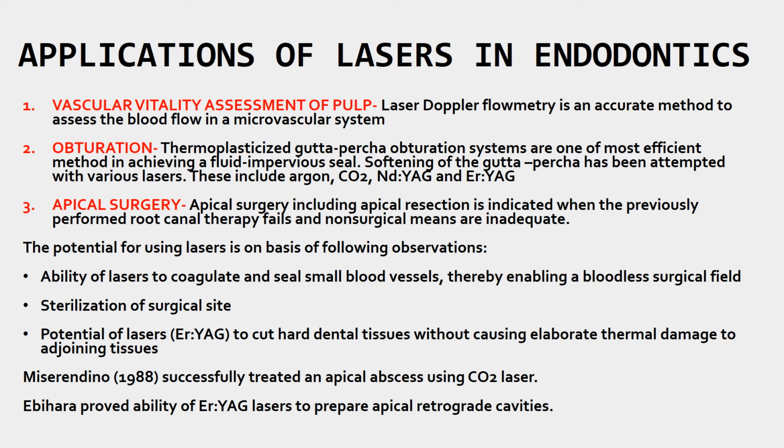So the next application is it is used in the obturation. Now there are various techniques for obturation. So the thermoplasticized gutta percha obturation system is one of the most efficient methods in achieving a fluid impervious seal. Now for this you need to soften the gutta percha. So the softening of the gutta percha has been attempted with the help of laser. So the lasers which are used in the obturation are argon, CO2, Nd:YAG or Er:YAG.